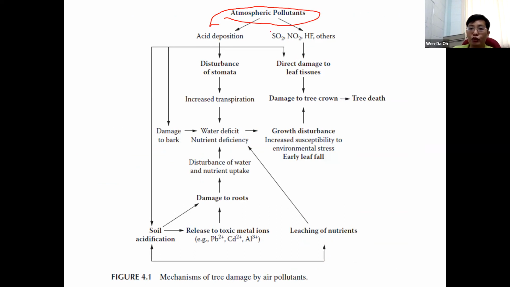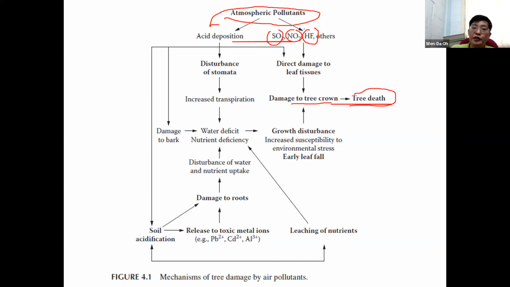For example, SO2, NO2, or even hydrogen fluoride. So this pollutant can directly damage the leaf tissue if it enters directly into the stoma, and then through this it can to some extent damage the tree crown, right? So this will eventually lead to the death of the tree.